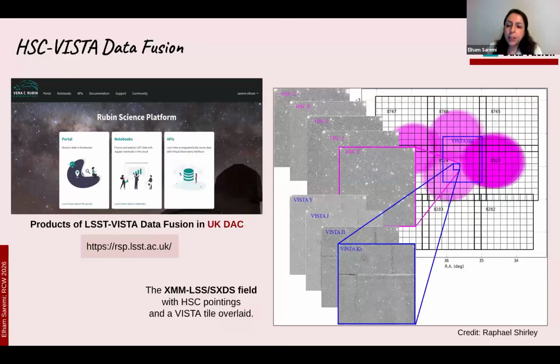Before applying this to LSST, we first tested the pipeline with HSC data. HSC is a good test case because it is already processed by LSST-style pipelines. Here, we focused on the XMM field, where HSC overlaps with deep Vista VIDEO data. We produced deep coadded images and forced photometry catalogs in a common framework. These XMM products are now hosted at the UK data center.